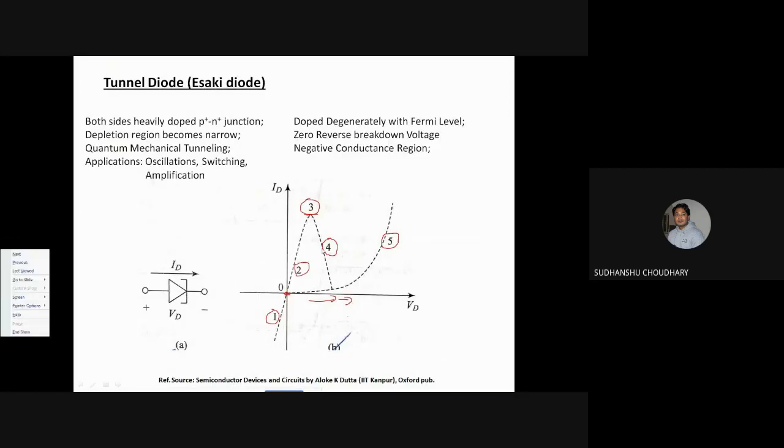So after the tunneling current has become zero because the bias was increased, now the diffusion current dominates over here. So this is solely due to diffusion current. And all the other regions, that is 2, 3, 4, are because of tunneling. So in a tunnel diode, you have a tunneling current and also a diffusion current.